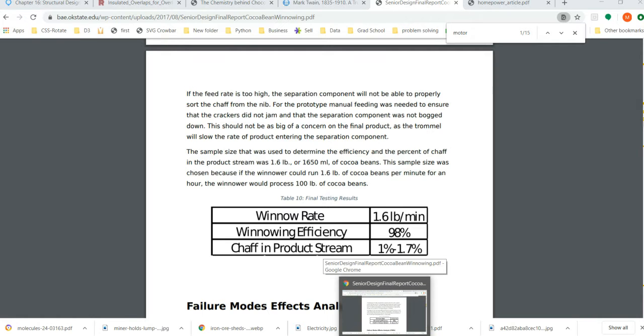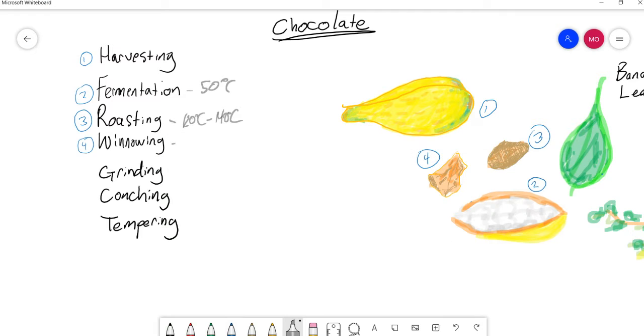I'm looking at a project from Oklahoma State University, where a few students created a winnowing machine. The whole goal behind this is that you want to get as much of the meat, or the cocoa nib, out as possible without getting in the little husk that you have. So like I said, just think about a nut. In this process, the students had this winnowing machine. They said they can get 1.6 pounds per minute, 60 minutes per hour, which equals 96 pounds per hour overall.